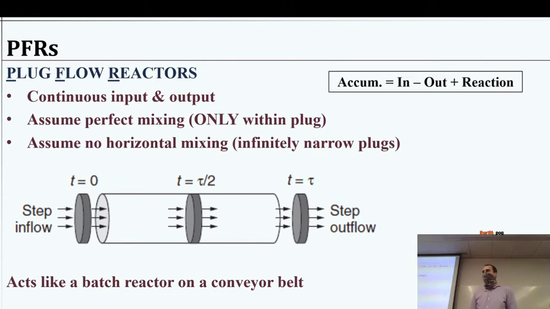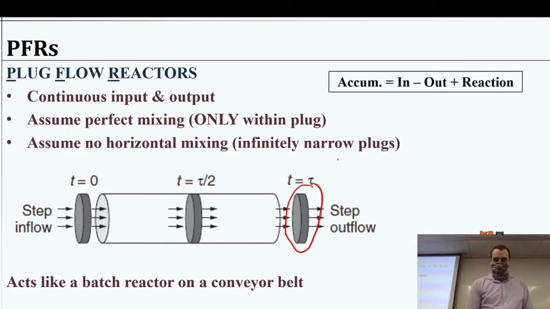Okay, the last type is a plug flow reactor, and there's two different ways to characterize the math here, and we're going to take the simpler approach. So here we have a continuous input and continuous output, and our reactor is going to be more like a pipe or a hose or something, where we have a more narrow channel, water's going through, and what we're going to do is assume that in what we call a plug, in one of these little discs that are shown here, inside one of those we have perfect mixing. But we have no mixing horizontally.